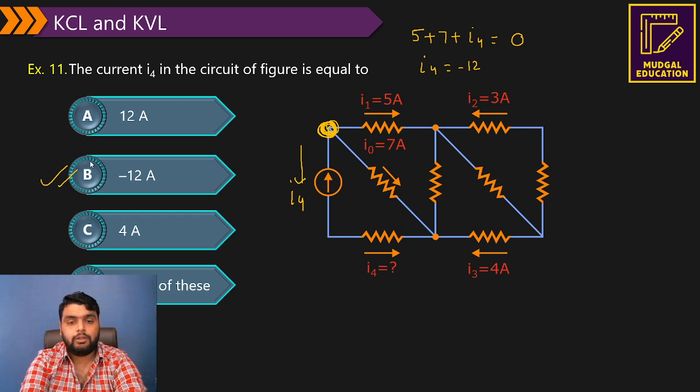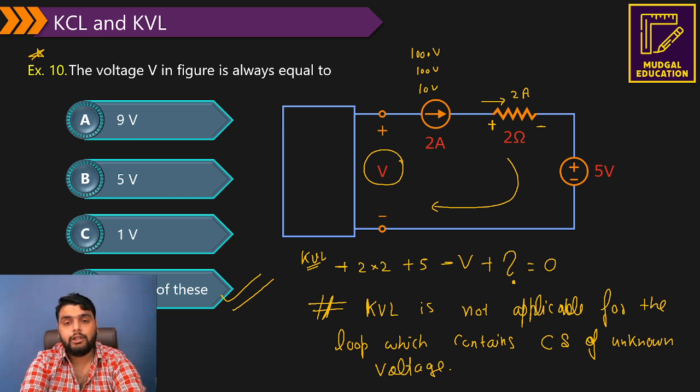And guys, that particular point is very important. That KVL is not applicable for the loop which contains a current source of unknown voltage.